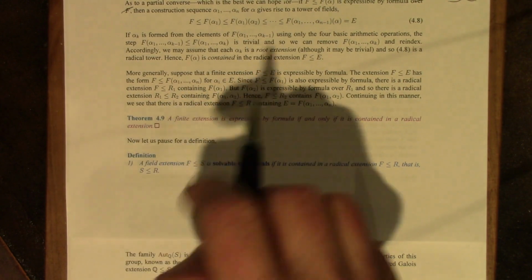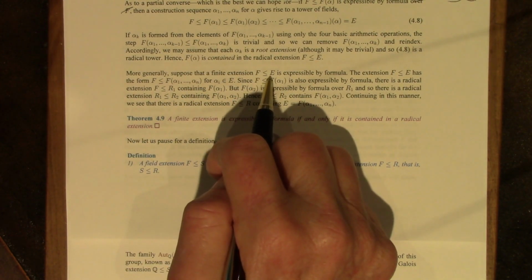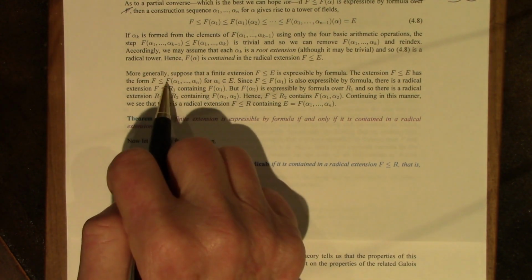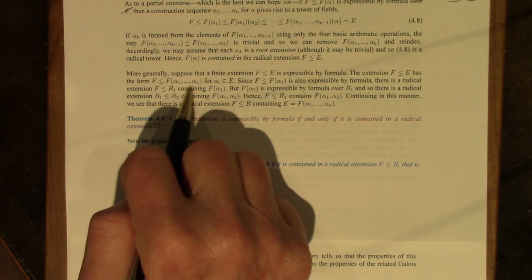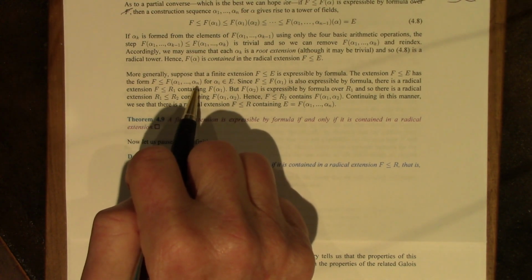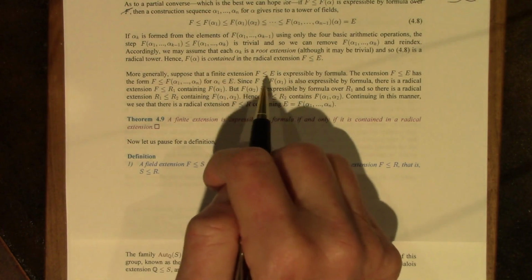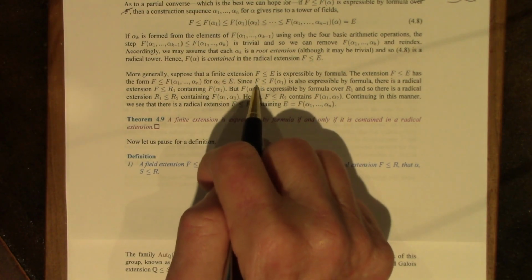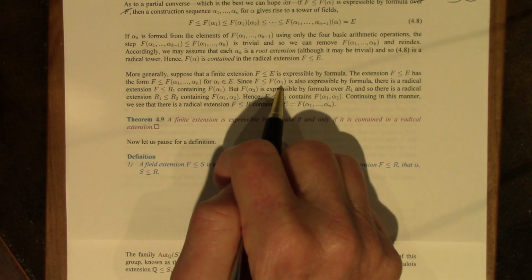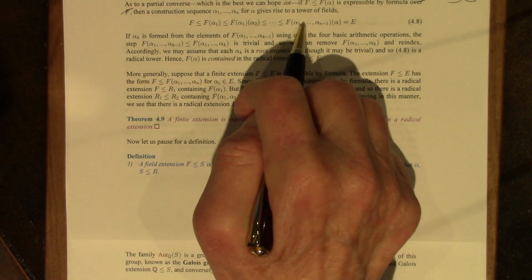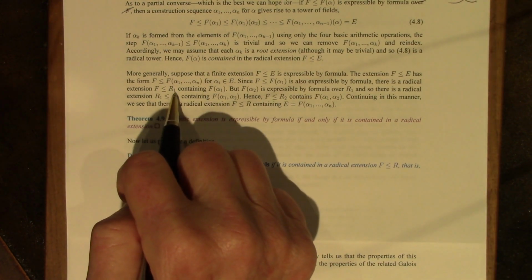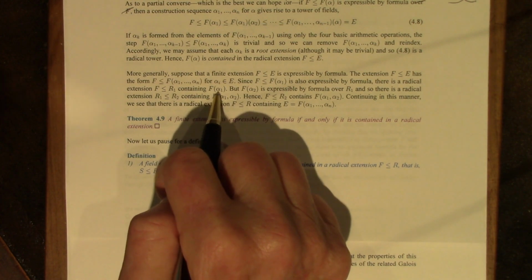Now, more generally, if we have a finite extension that's expressible by formula, we can always write E as F with some generators adjoined. Now, F to F with alpha 1 adjoined is expressible by formula, and so by this argument, there's a radical extension, F R1, that contains F with alpha 1 adjoined.